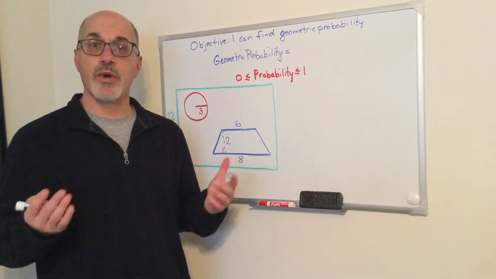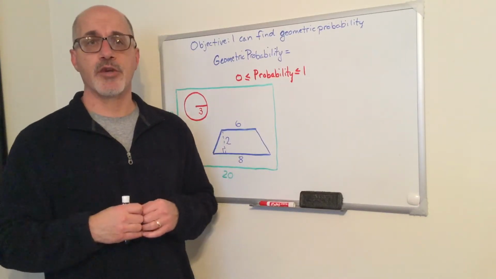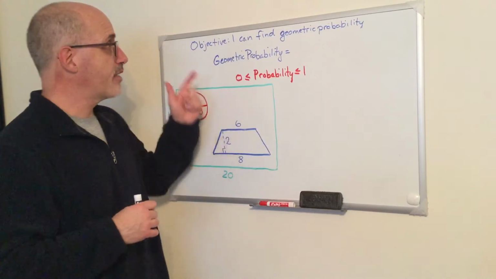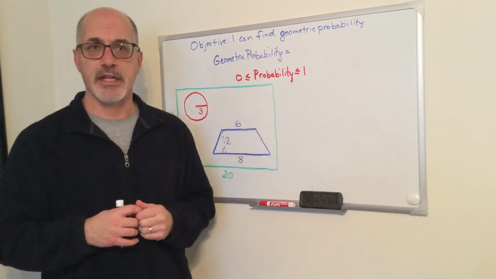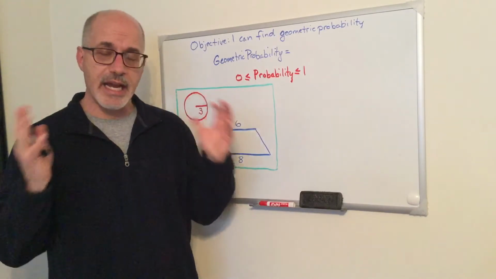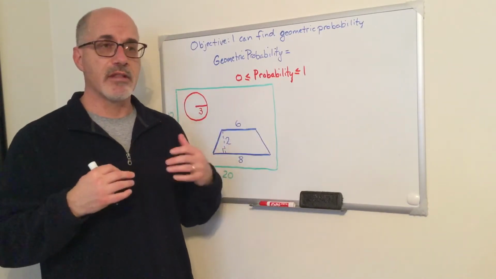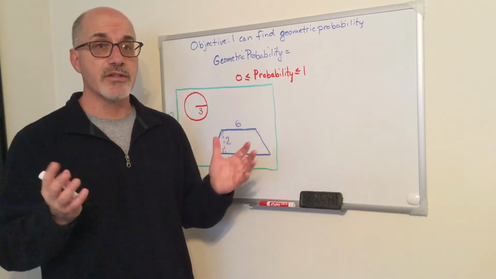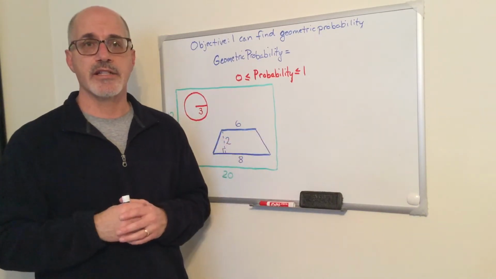For this lesson, we want to do part 1 of geometric probability. Our objective then is, I can find geometric probability. What geometric probability is, is finding probability using areas of figures, maybe lengths of things, maybe angles, using those in the context of probability.